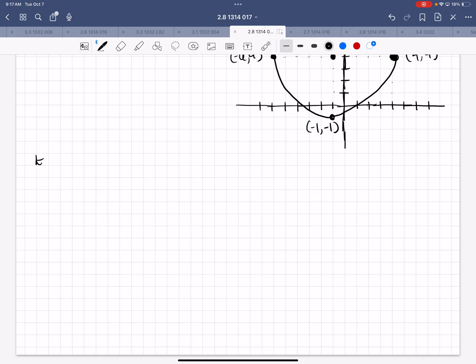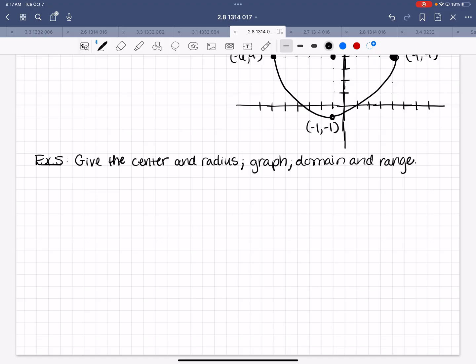Okay, example 5. Give the center and radius. It's the same direction, so we should have called that B. We want to graph it, and give the domain and range. Okay?